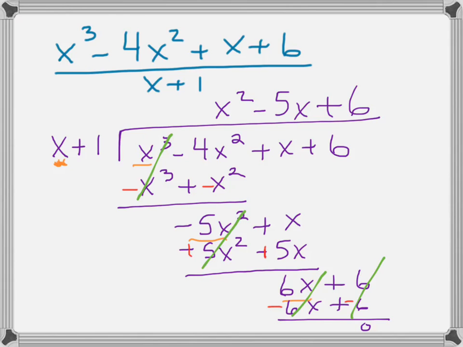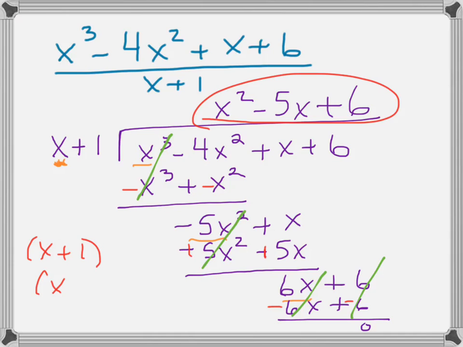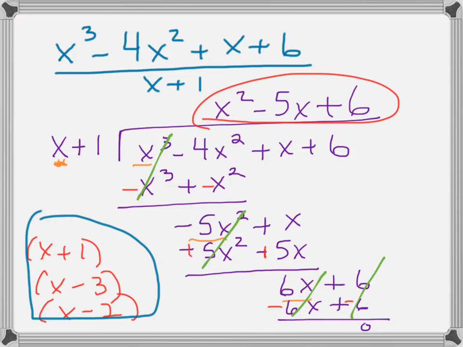This then provides us with our first factor of x plus 1, and then we're able to factor x squared minus 5x plus 6 using our methods of factoring quadratics, and we get two other factors of x minus 3 times x minus 2. These are our factors of the higher order polynomial x cubed minus 4x squared plus x plus 6.